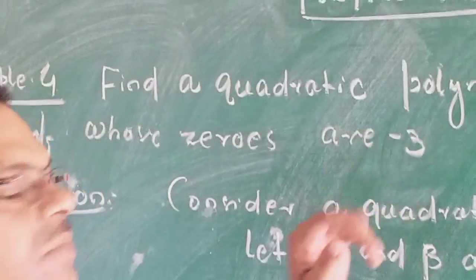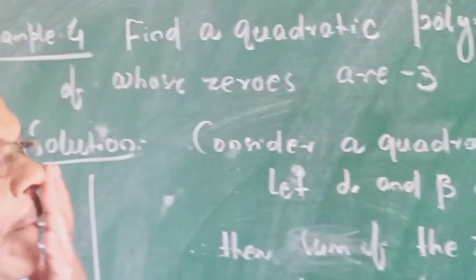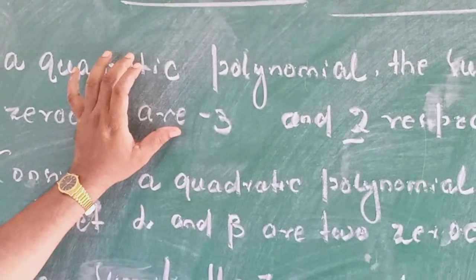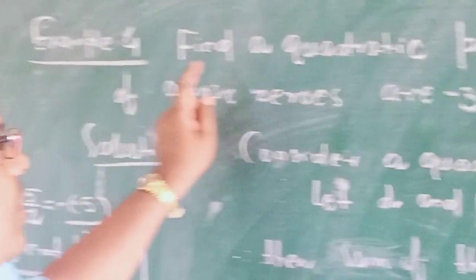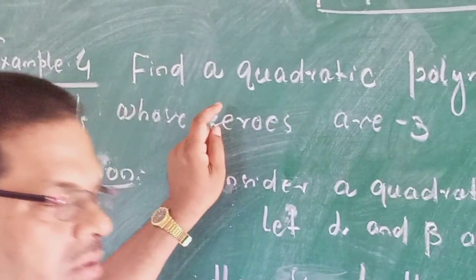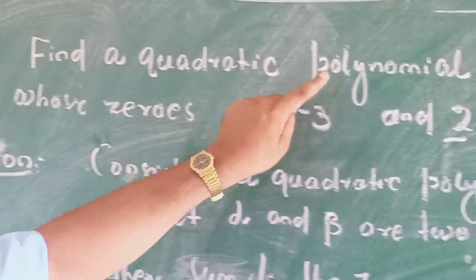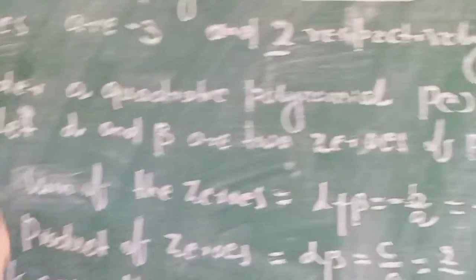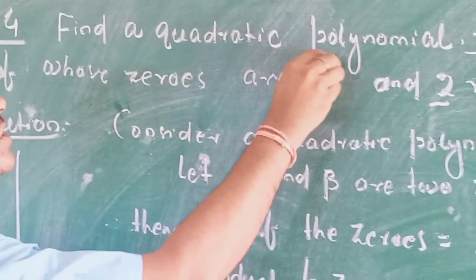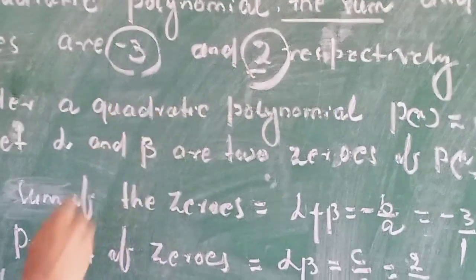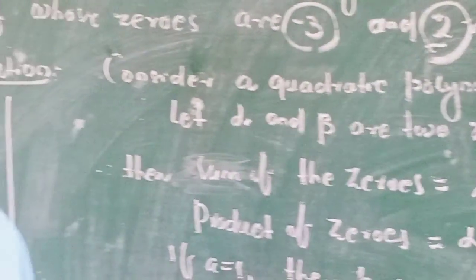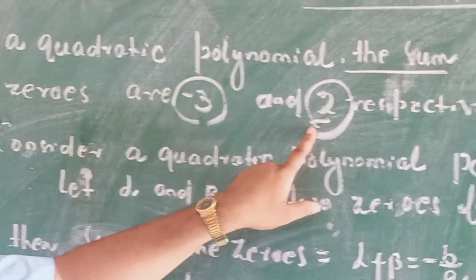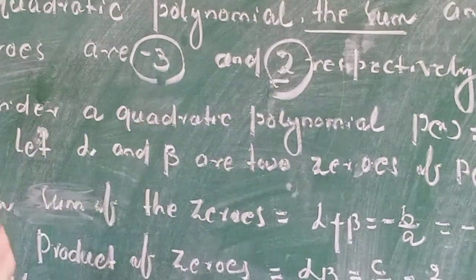Good morning children. We are discussing polynomials, and today I will discuss Example 4, given in your book. Find a quadratic polynomial, the sum and product of whose zeros are -3 and 2 respectively. That means you have to form a quadratic polynomial whose sum of the zeros is -3 and product is 2.